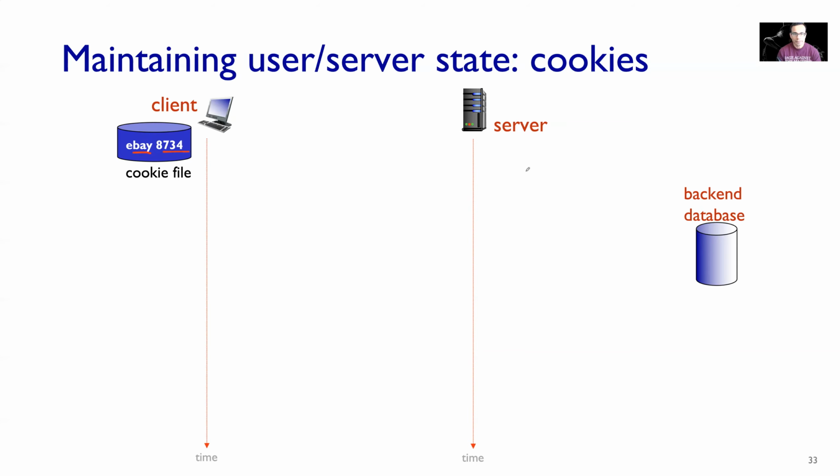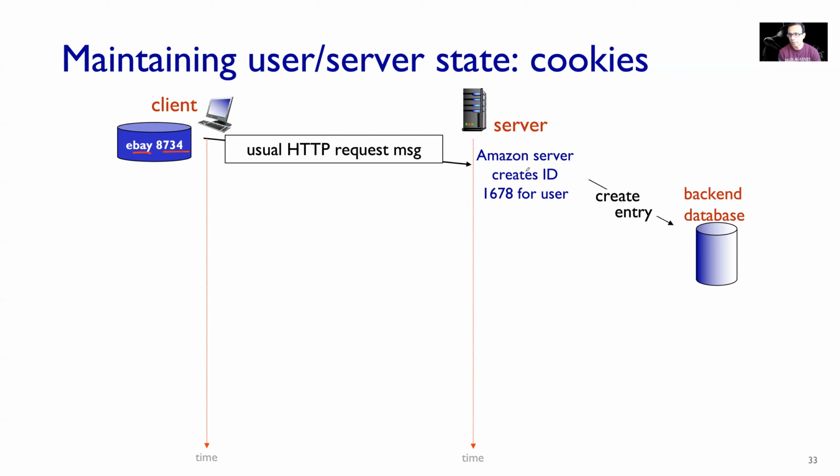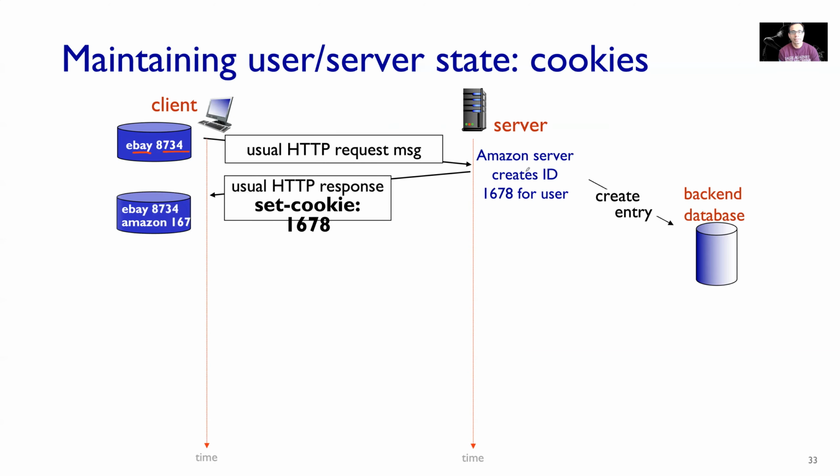And let's say now I'm accessing a different website, right? And this is the first time I'm actually accessing Amazon. So I visit Amazon, I send this HTTP request. The Amazon server creates a unique identifier for me and adds it into this backend state database. And it sends me this identifier, which is essentially referred to as a cookie. And this is done through this special header field that's part of that header.